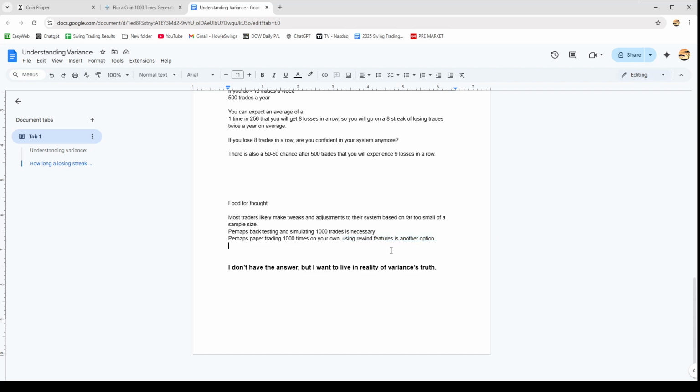So bottom line for me is I don't have the answer. There's no magic bullet as far as variance, but I just want to live in reality with my trading. I don't want to be ignorant to variance in numbers and variance in math because it's out there and it's real.